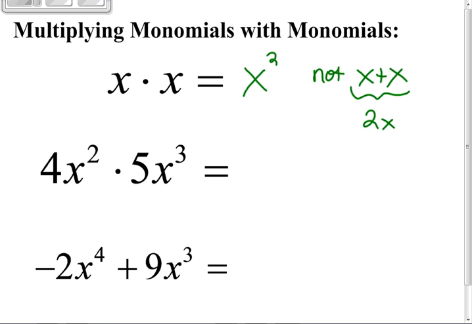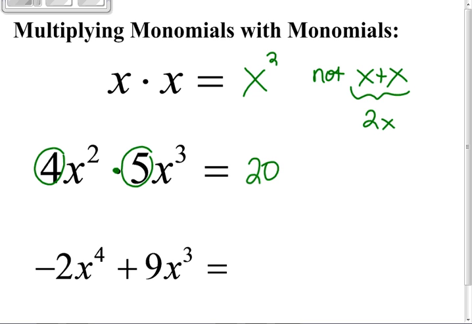So what we're going to do is take the numbers in front and just do what it says. What does it say to do with these two numbers? I can switch the order all I want, so what's 4 times 5? 20. You should write this down on your PDF.